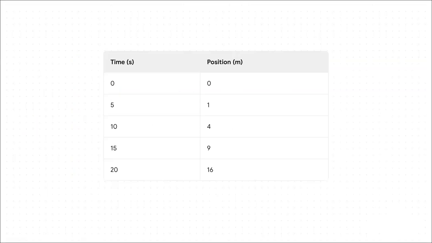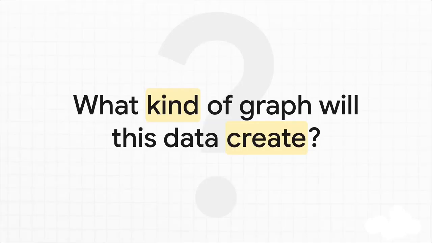Check out the data for an accelerating car. Look closely here. In the first 5 seconds, it only goes 1 meter. But in the next 5 seconds, it travels 3 meters, then 5 meters, then 7. See that? It's covering more and more ground in each time slot. It's definitely speeding up. So, here's the question for you. If a straight line means a constant speed, what kind of shape do you think this new data for an accelerating car is going to make on our graph?